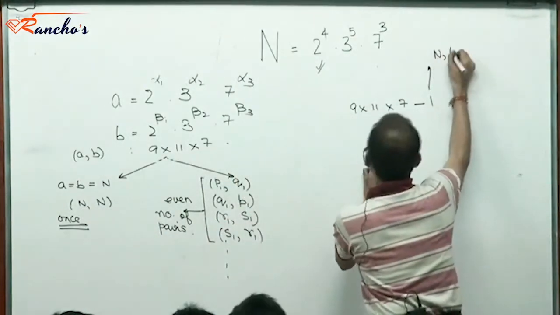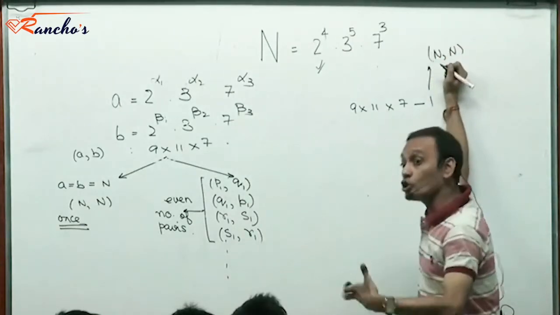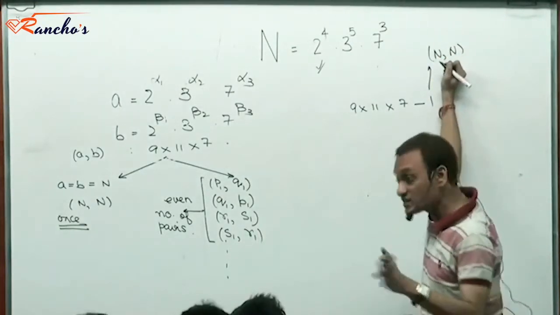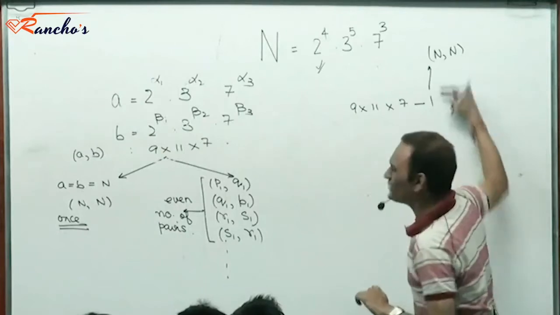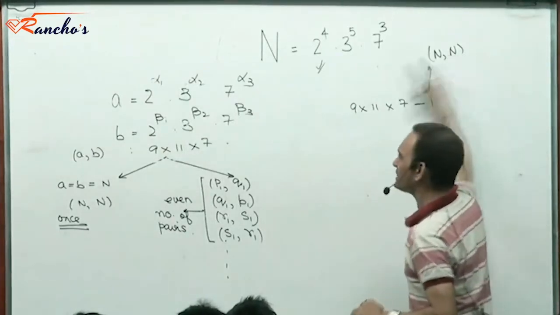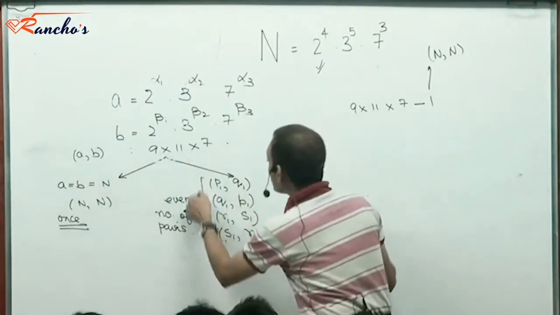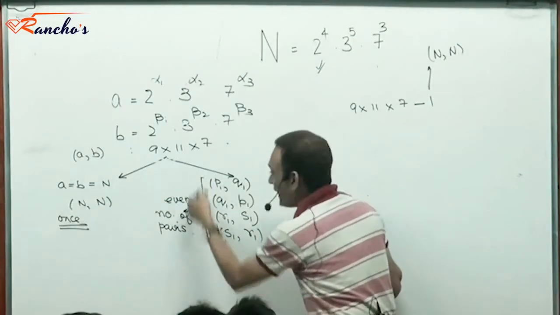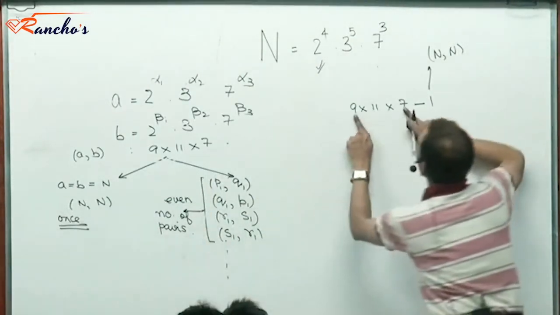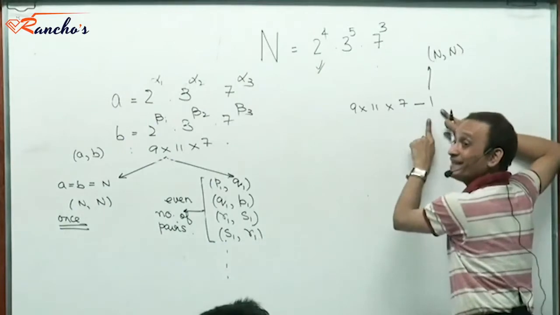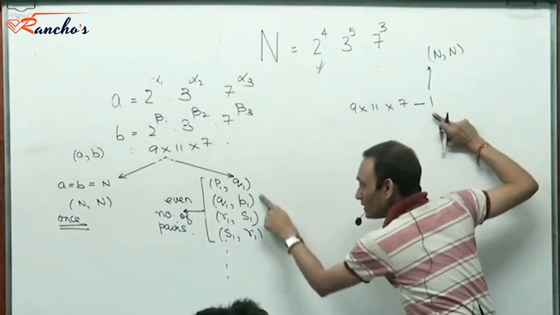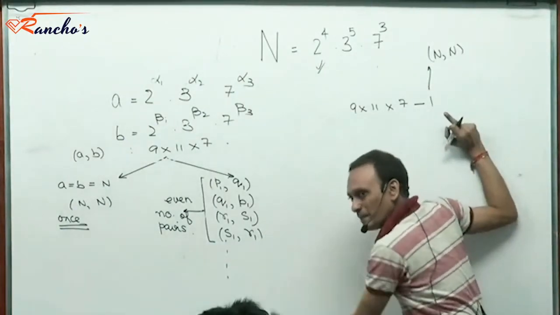I'll restore it later on because n comma n is also a case where A is n and B is n is relevant. Right? I remove that one case where A is n and B is n. Then the rest will be these many cases. And they have to be even in number, as you can see. This is odd minus 1. That's even. That will give me all these cases, these many pairs.